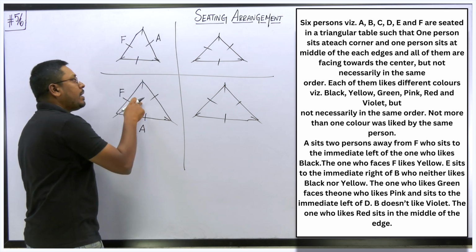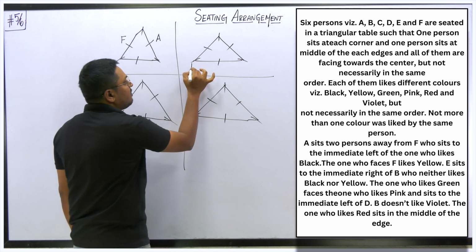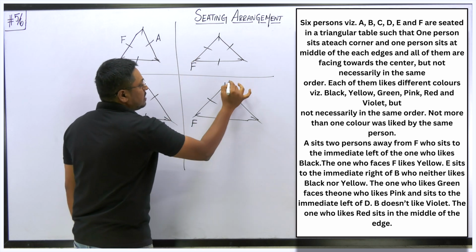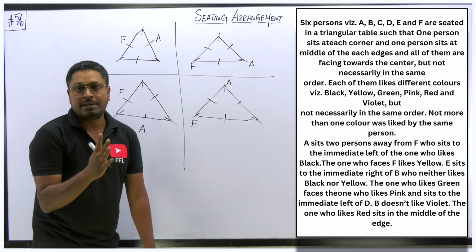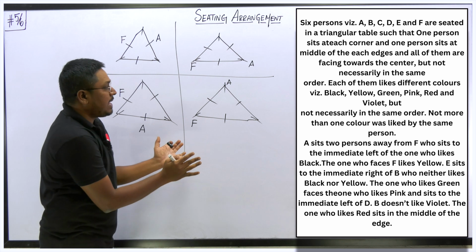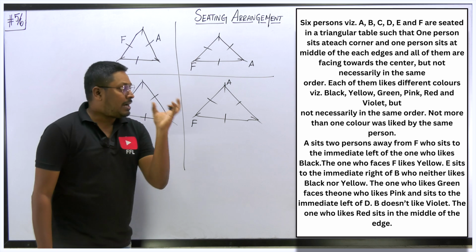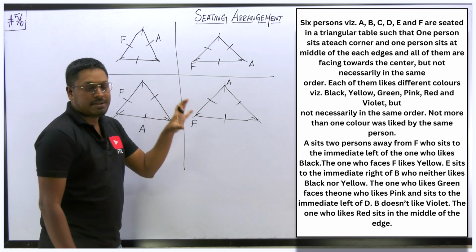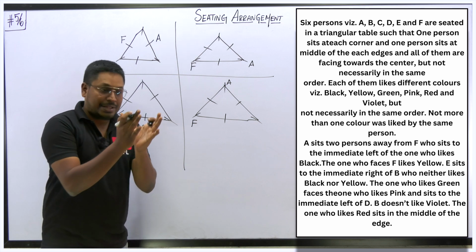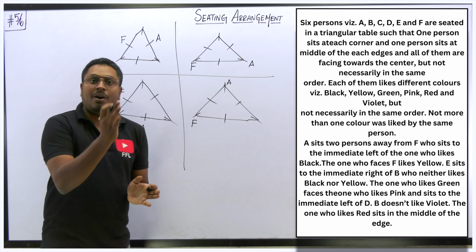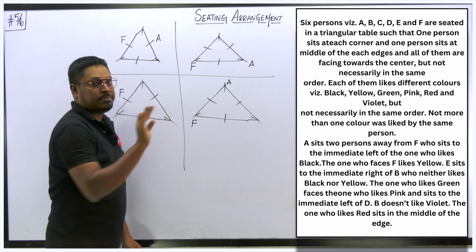And similarly, in these two cases we have placed F sitting at the middle of the edges. Now in the diagram, we can place F sitting at the corner. So this can be A here and this can be A here. So totally we are getting four possible diagrams, right? In all four possible diagrams, A sits two persons away from F. Another important point is that whether left or right is not given. That's the reason we have drawn two possible diagrams, and then we don't know whether F is sitting at the corners or not. So corner, two possible diagrams, middle of the edges, two possible diagrams. So totally we got four possible diagrams, right?